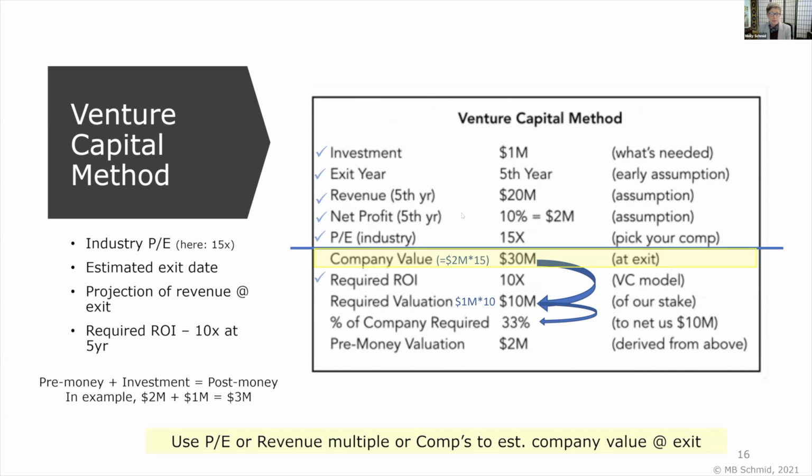What that means, since there's a $30 million exit value and the investors need 10 million, is that the investors actually need a third of the company. And what that leads to with the $1 million investment is a $2 million pre-money, $3 million post-money, giving the investors a 33% share. All right. So that used multiples to do that.